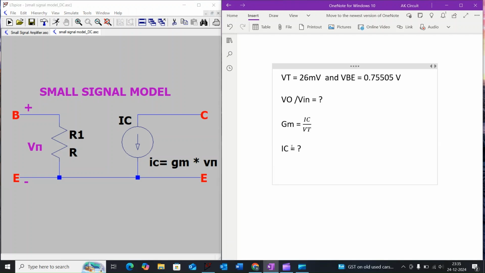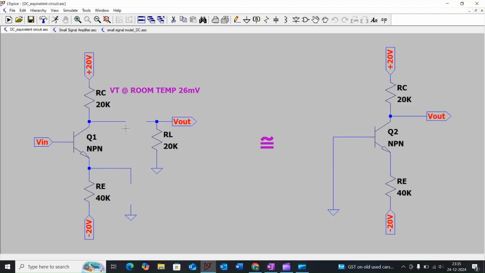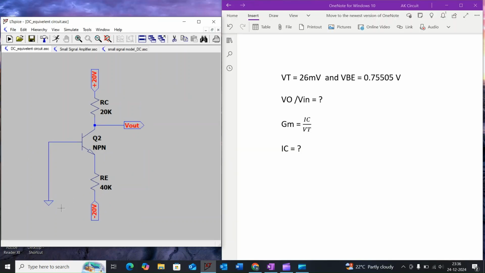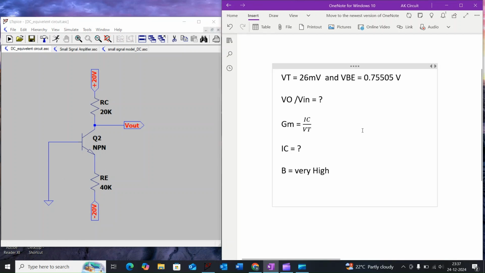To find the collector current, we need to do the DC analysis. For the DC analysis, all the capacitors act as an open circuit, and all the AC inputs act as zero. Then the equivalent circuit will be like this. So now we have to find the collector current. As we discussed, here we have considered the base current is very negligible, so the beta will be very high. When the beta is very high, the collector current IC is approximately equal to the emitter current.